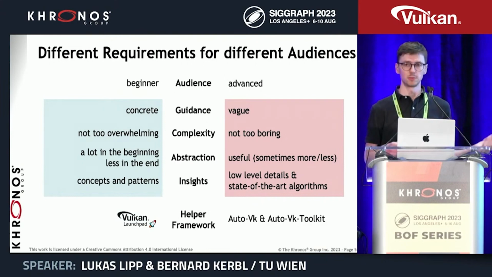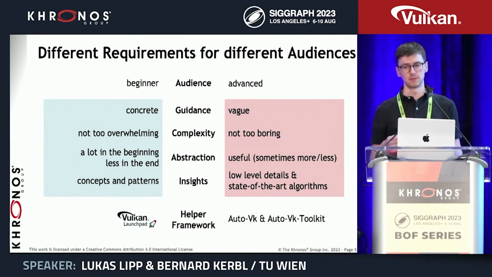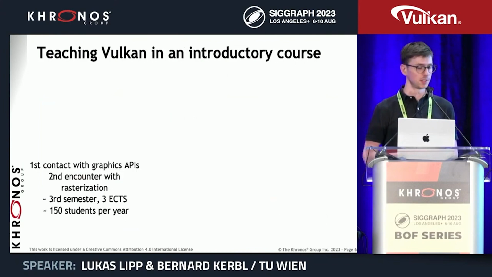And we developed two different frameworks for this case. For the beginners, we have Vulkan Launchpad, which we also applied during the Vulkanized course, which is basically a very high-level abstraction layer. And AutoVK is more at the level of, for instance, Vulkan HPP, like the C++ headers. So let's start out with the introductory course here.